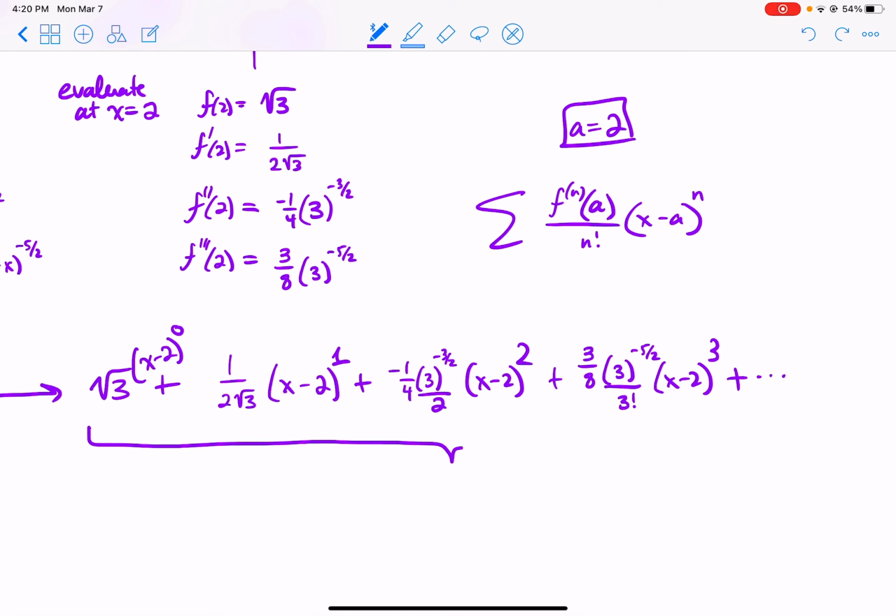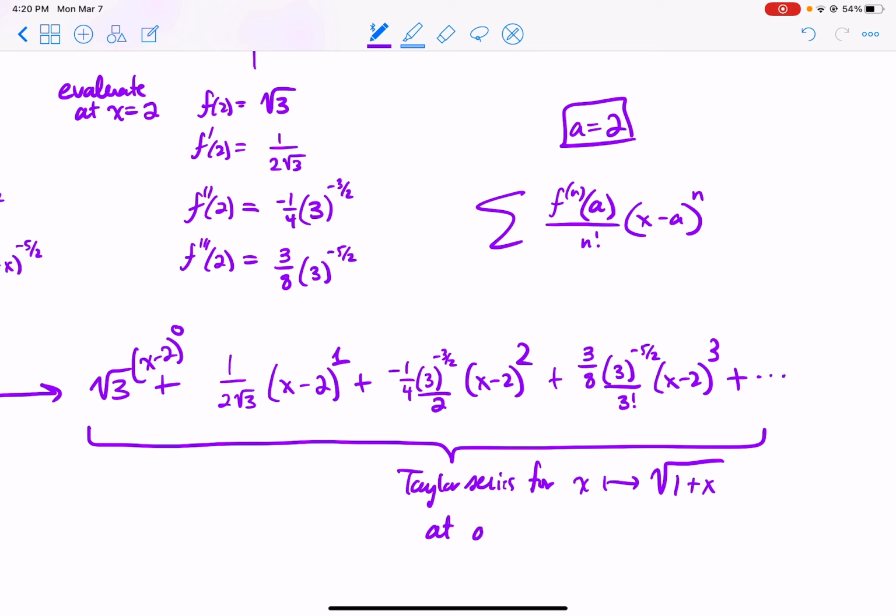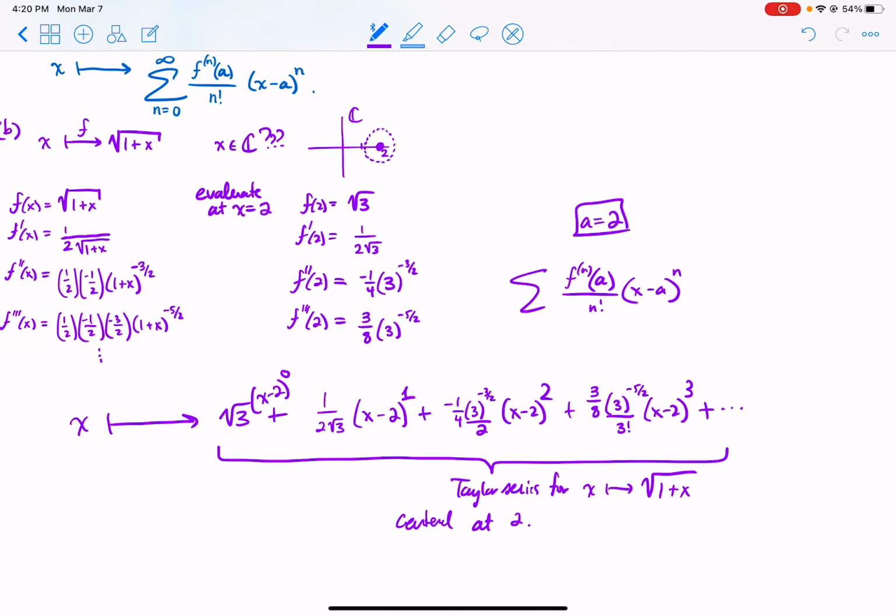This is the Taylor series for the function at 2, or centered at 2. Obviously I didn't complete it, but you could keep going.